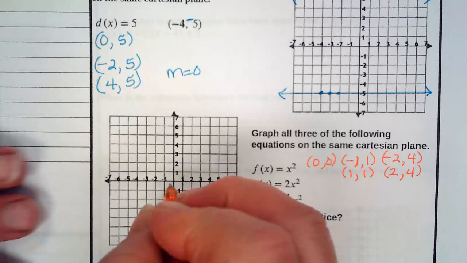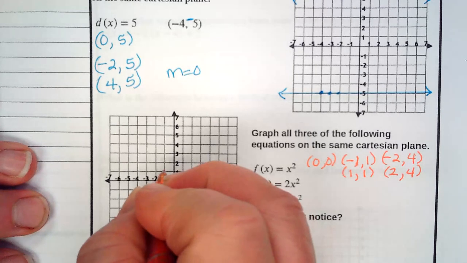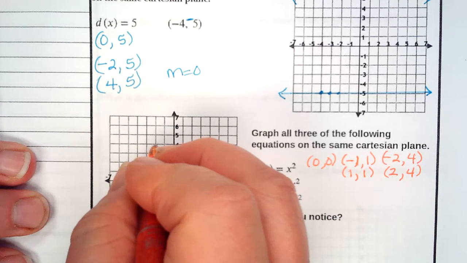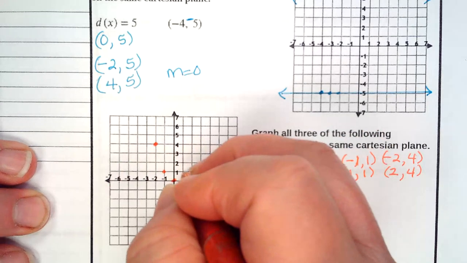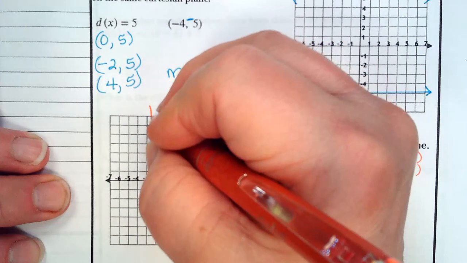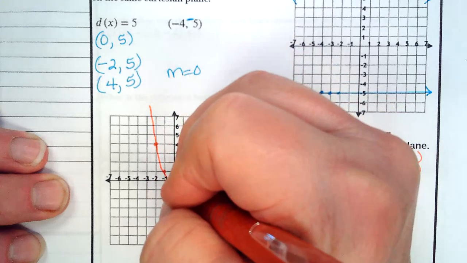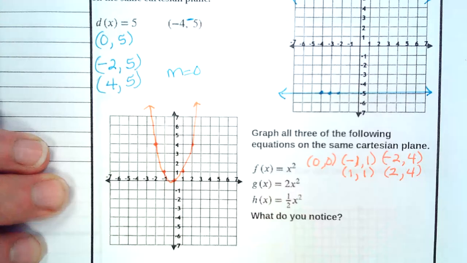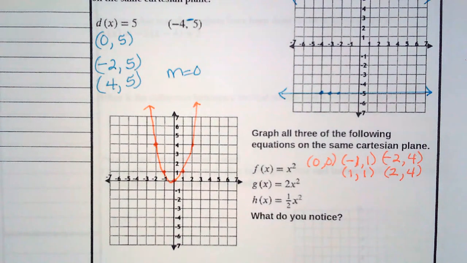This is my x squared. 0, 0, -1, 1, -2, 4, 1, 1, 2, 4. Now, here we go. It's going to go down and it's going to go back up. What happens if we multiply by 2? What's it going to do to those last numbers?